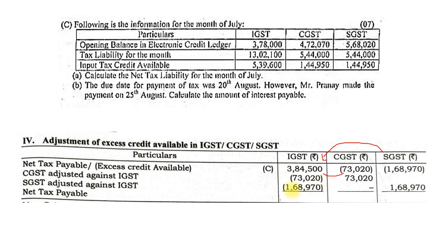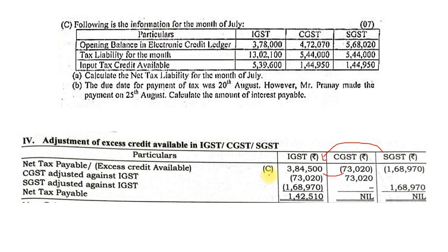So my final answer will be 3,84,500 minus 73,20 minus 168,970, which comes to positive 1,42,510. CGST becomes nil and SGST becomes nil. So I cannot go further than this. This is my final answer. Net tax payable is under IGST amounting to 1,42,510. Okay, so this is how you'll have to solve the first part of this sum.